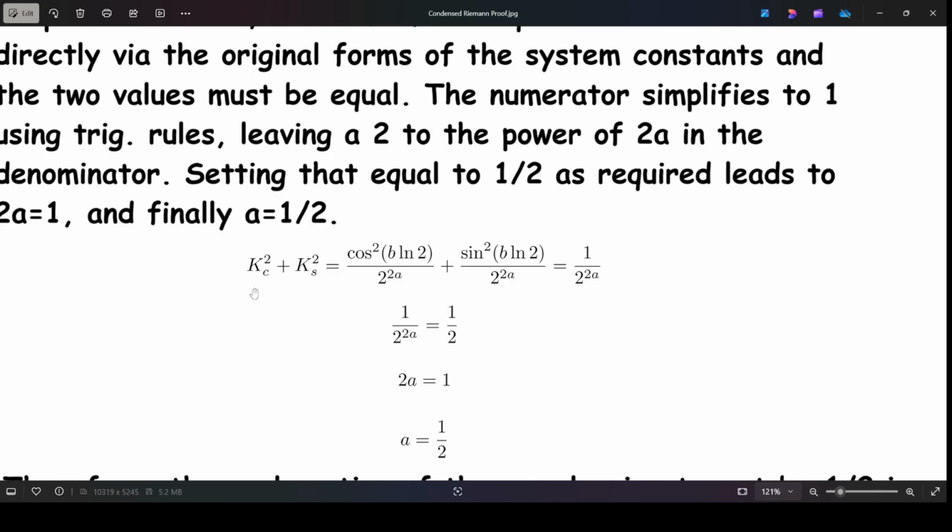So here, you'll see the sum of the squares of the constants. Here's our cosine part squared. That cosine constant turns out to be this. Here's our sine constant squared. Turns out to be this. And when we add them, we conveniently get our trig rule on the top with a cosine squared plus a sine squared. So the top goes to 1.